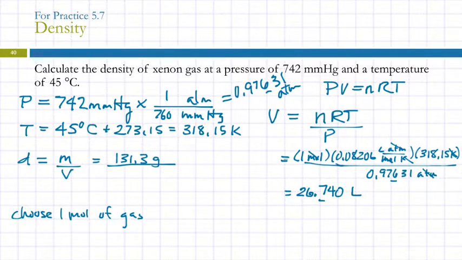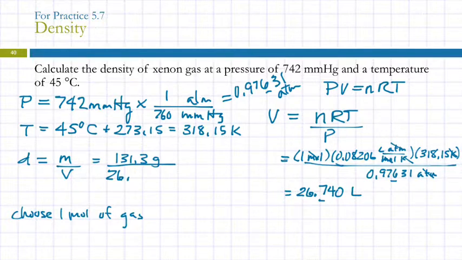If this was at STP and you forgot the number 22.4, this would still work. You could still plug in the temperature and the pressure. You'd end up with 22.4 here, and then you'd probably say, oh, duh, I could have saved myself some time. But it'll still work. So I've got the mass, now I've got the volume.